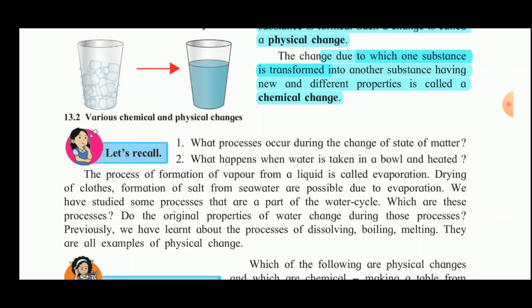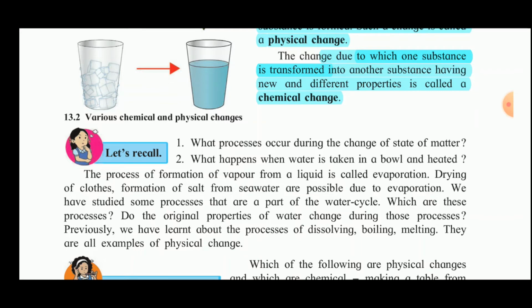Now, the next question is, what processes occur during the change of state of matter? And what happens when water is taken in a bowl and heated? Whenever the change of state of matter takes place, the solid state changes into the liquid state and then into the gaseous state. So when the water is heated, it changes into a gaseous state. The process of transformation of water from a liquid is called evaporation. Drying of clothes and formation of salt from seawater are possible due to evaporation.